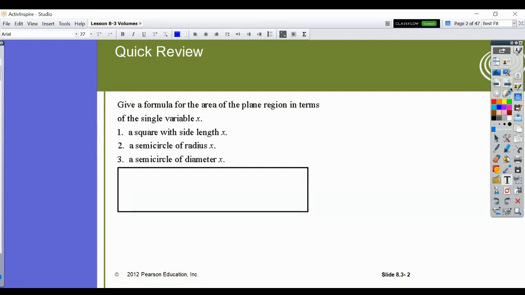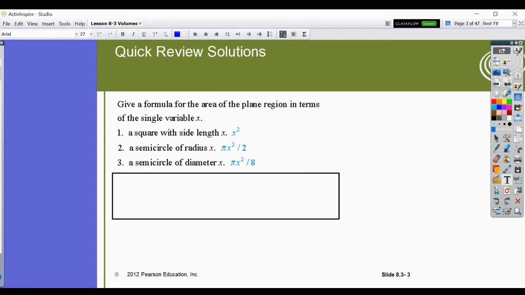What would the area of a semicircle be? Be a little bit careful with that one. And then also, a semicircle of diameter x. You're going to have to figure that one out. So pause the video, answer those questions, and check them in a moment.